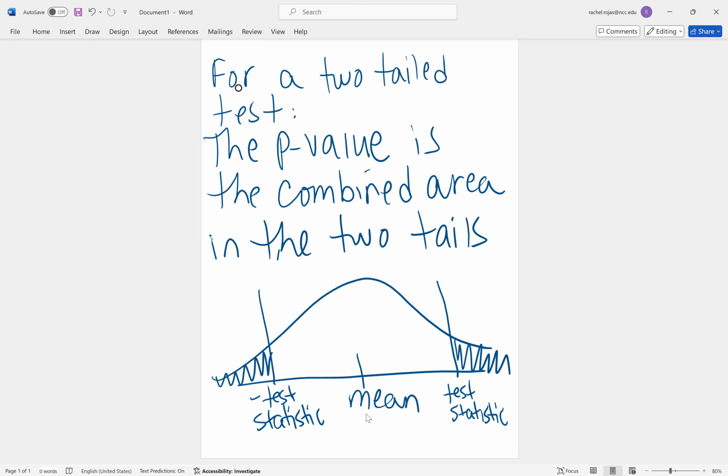So the mean's in the middle, and then you have your test statistic, and then remember I said imagine we fold the paper in half and we line up the test statistic. One's gonna be positive, one's gonna be negative, and we have to look at the area in both tails. So you would combine the area in both the two shaded tails, and the two tails are equal in terms of area. So that's how we get the p-value for a two-tailed test.